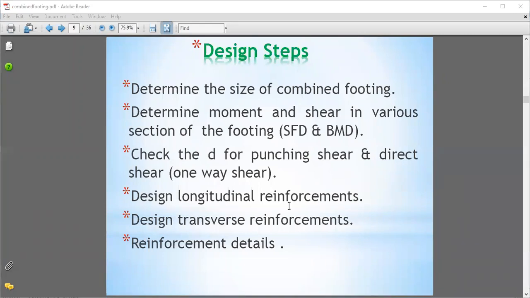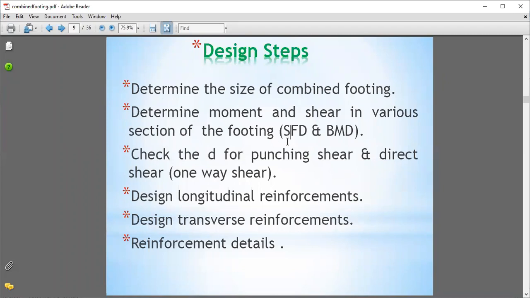Then we'll move towards the next step, that is the reinforcement details. बघा ज्या वेळेला आपण साईज ऑफ फुटिंग ठरवतो त्याच्यानंतर आपण डेप्थ चेक करणार आहोत. जी डेप्थ आपण decide केलेली आहे ती डेप्थ सेफ आहे की नाही आपण चेक करणार आहोत फॉर द पंचिंग शेअर अँड फॉर डायरेक्ट शेअर, that is one way shear and two way shear. After that, based on this depth, we'll provide the longitudinal reinforcement and the transverse reinforcement. And after that, the reinforcement details of the footing will be shown at the lowermost part.